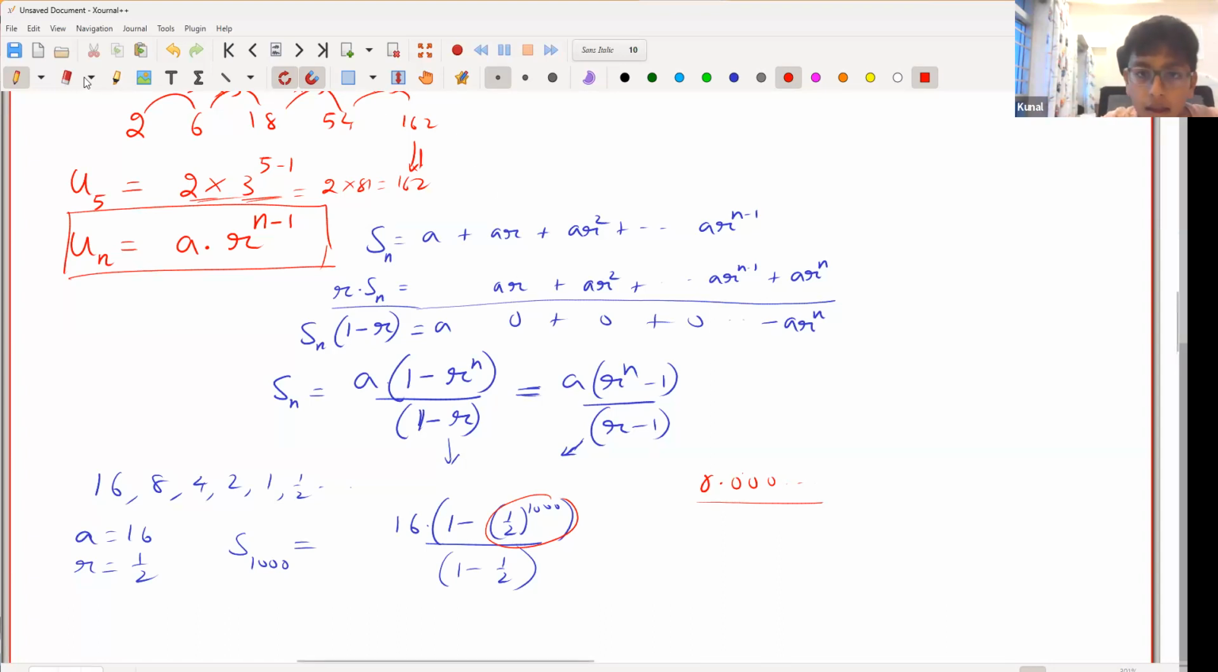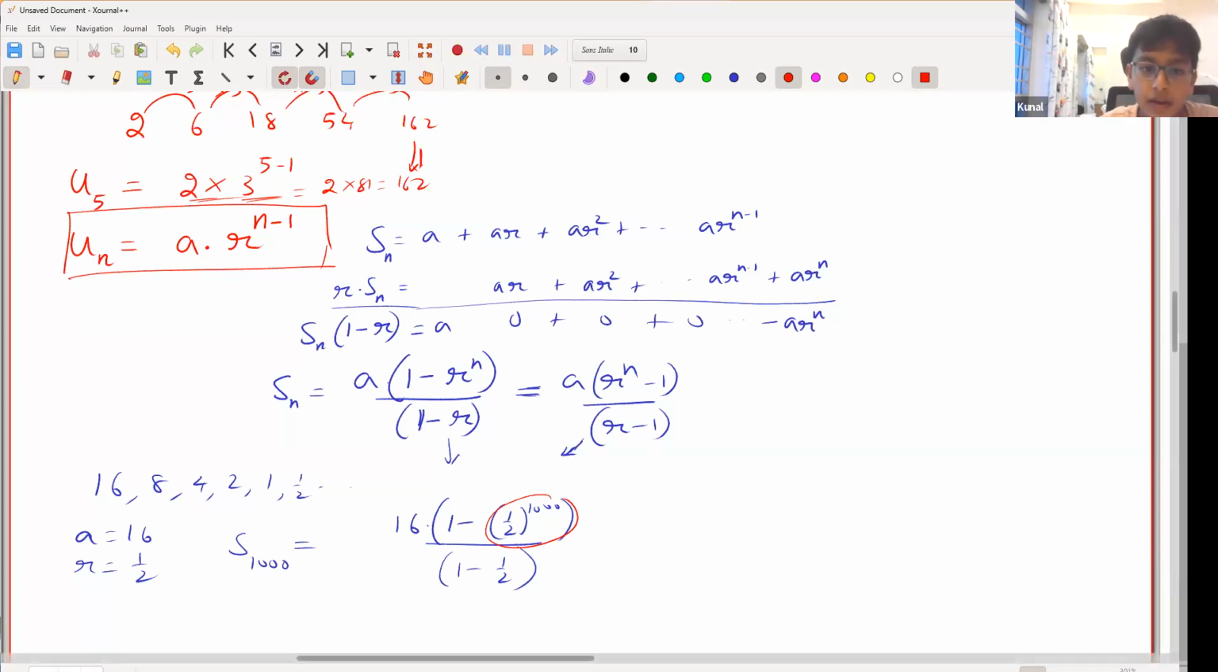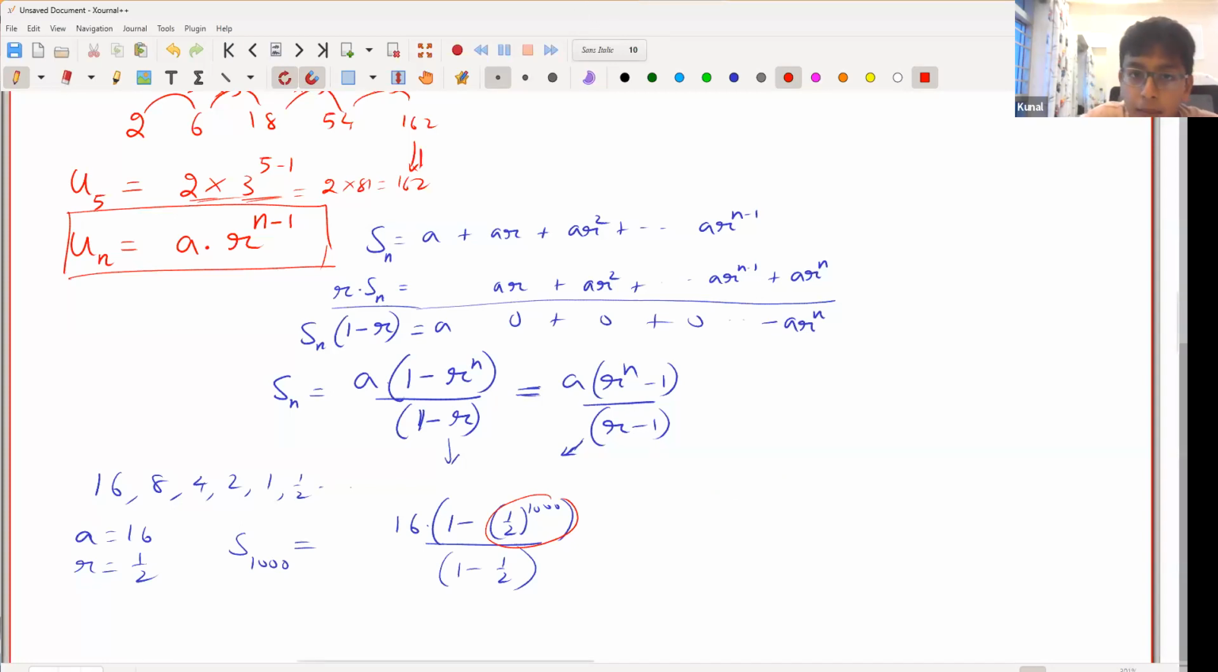Why 300? Because I was guessing, but when we take half to the power 2, it comes 1 by 4, which is 0.25. So that doesn't have a 0. Half to the power 3 is 1 by 8, that's 0.125. That also doesn't have a 0.